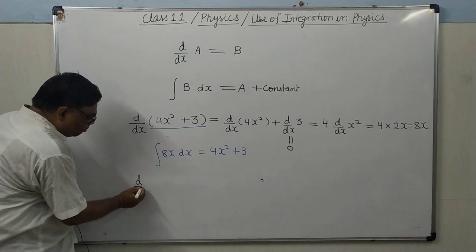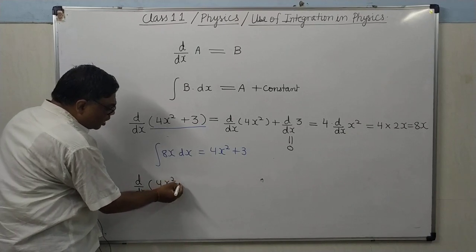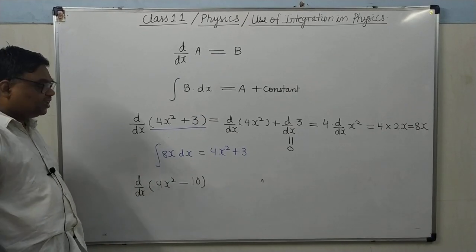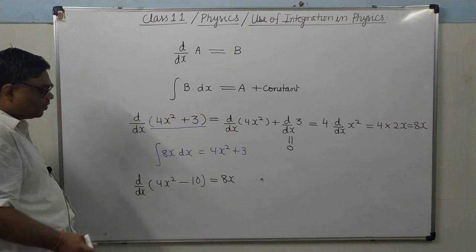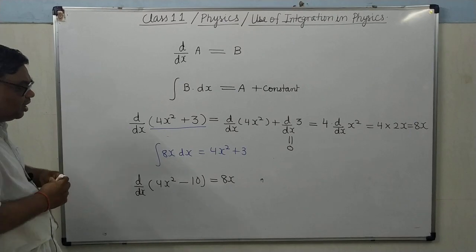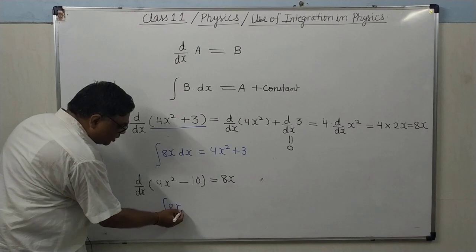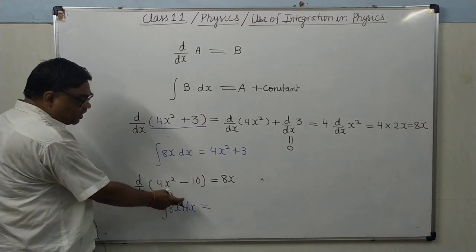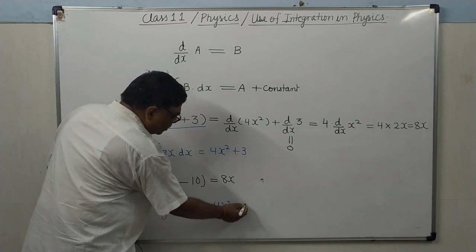You take d by dx of 4x square minus 10. Here if you differentiate, then here also you will get the same thing, 8x. When you do the differentiation of 4x square minus 10, you will get 8x. It means if you integrate 8x with respect to x, what will you get? This is integral 8x dx. You will get 4x square minus 10.